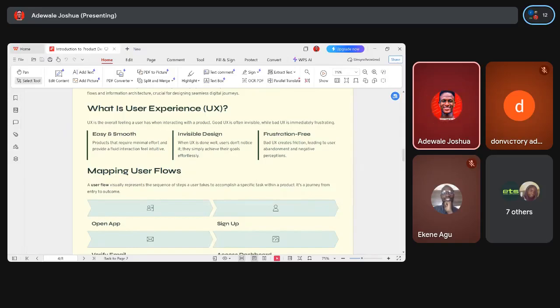So yeah, a UX design must be easy and smooth. Products that require minimal effort and provide fluid interaction feel intuitive, meaning less stress. When UX is done well, users don't notice it. They simply achieve their goals effortlessly. There's a seamless flow, like it's taking you to the next thing, giving you what you want, and you are good. Frustration free. Bad UX creates friction, leading to user abandonment and negative perceptions.